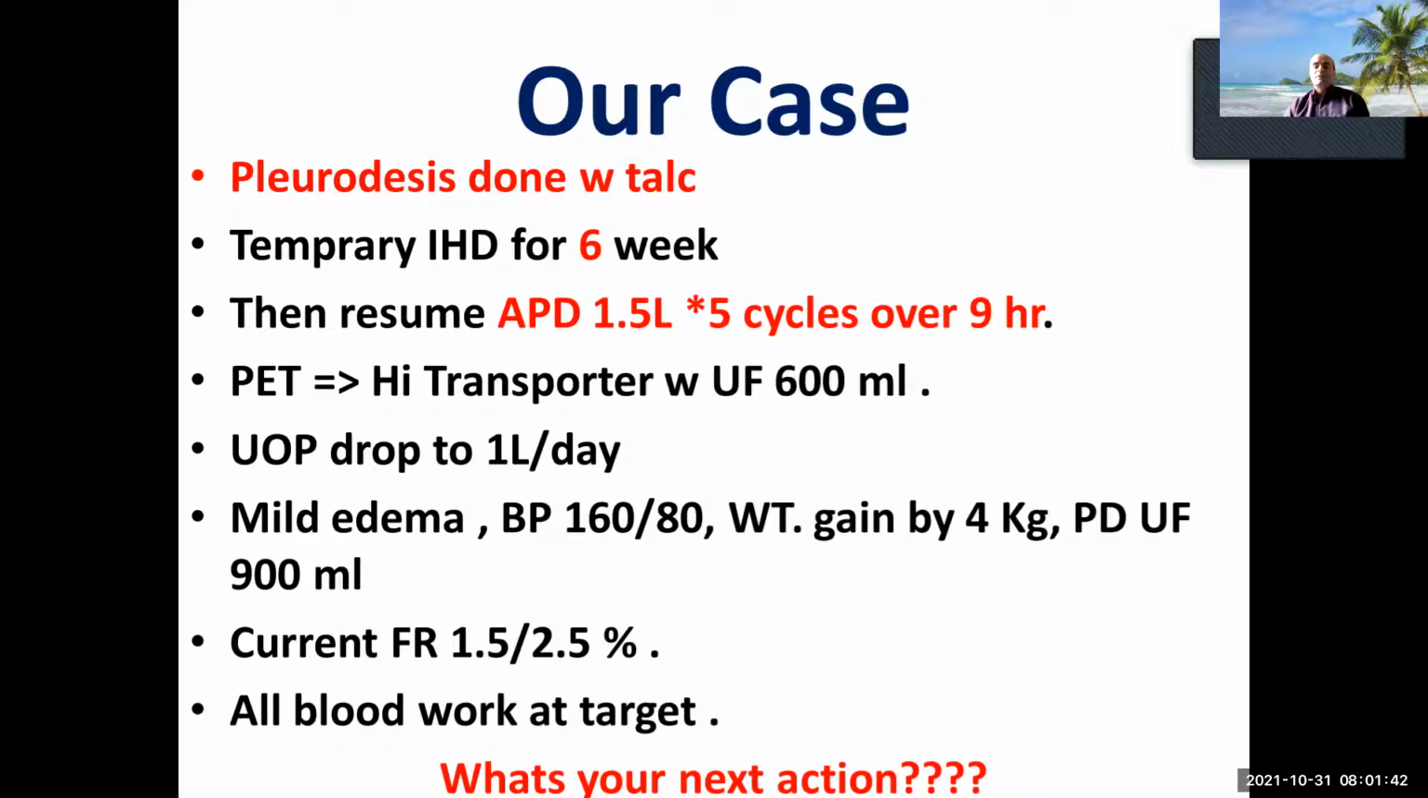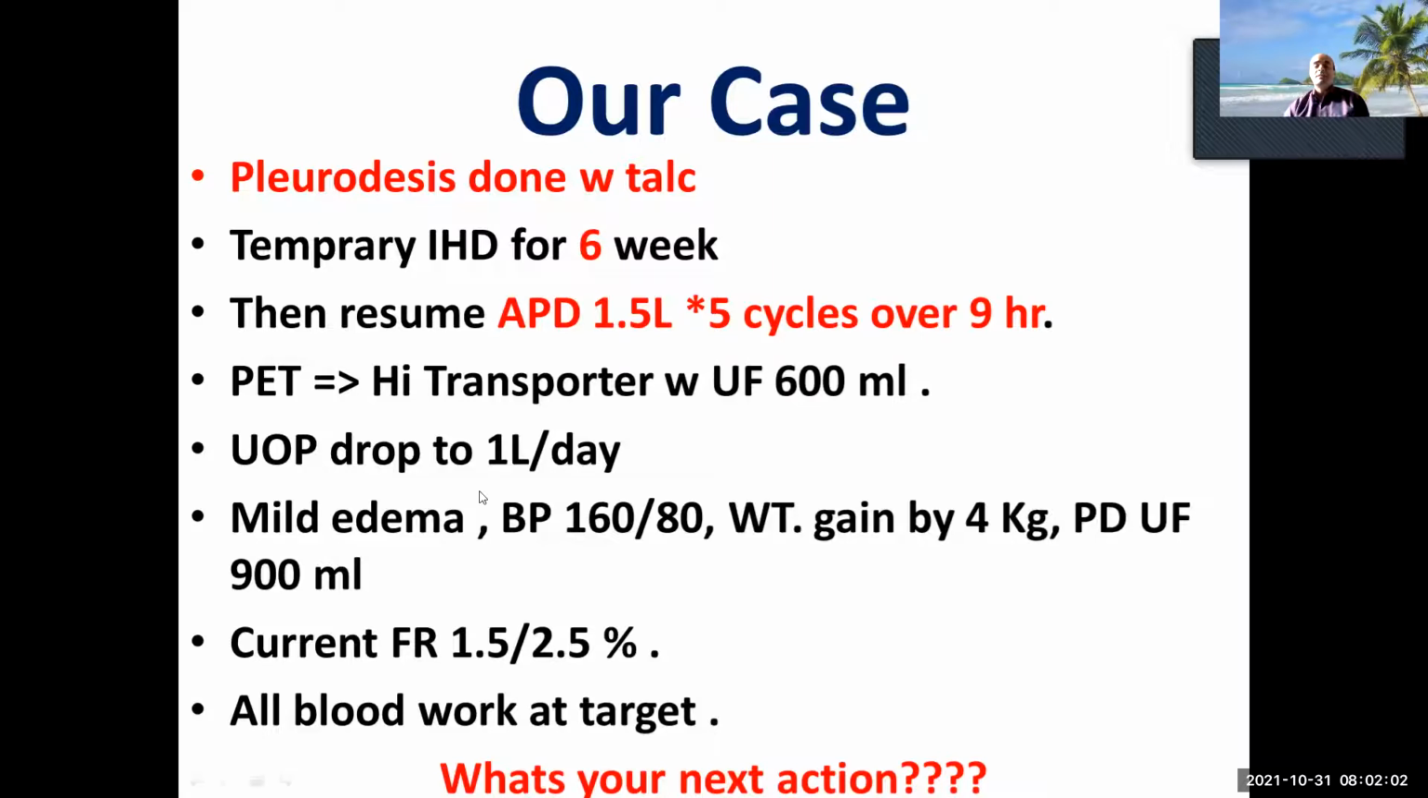High transporter with UF 600, urine output dropped to 1 liter per day, and on examination, mild edema and hypertension, weight gain around 4 liters. Ultrafiltration 900 is perfect. The current fluid regimen we changed from 1.5 to 2.5, all blood work at the target. What is your next step?